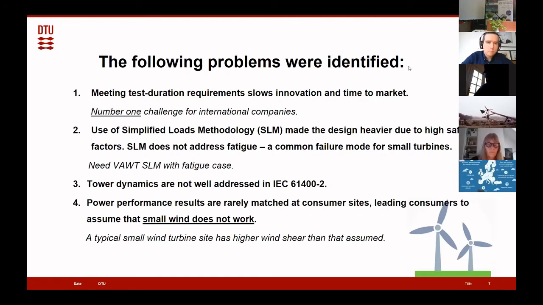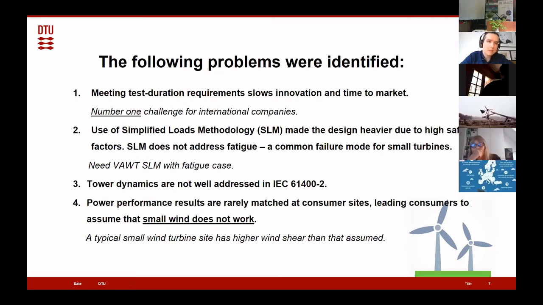So now I will spend a couple of minutes and talk about specific problems that were already highlighted at the 2 meetings that I mentioned. The number one challenge for international stakeholders, companies, is that meeting test duration requirements slows innovation and time to market. So the tests are too long, basically, and this is becoming a big problem.